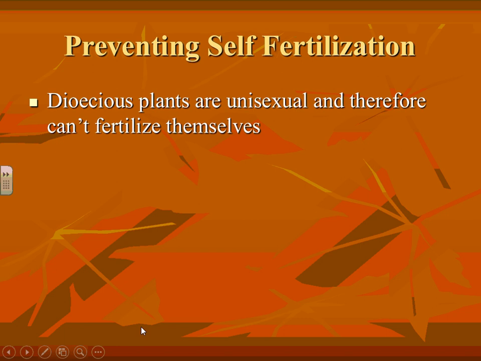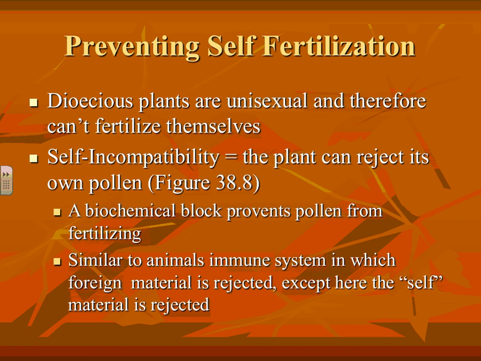Dioecious plants, which are unisexual, cannot fertilize themselves because they only have either the male or the female part of the plant. There is such a thing as self-incompatibility, where a plant can reject its own pollen. It has a chemical that actually prevents the pollen from fertilizing. It's similar to an animal's immune system, which identifies something as foreign material and rejects it. In this case, it identifies it as self and rejects it.